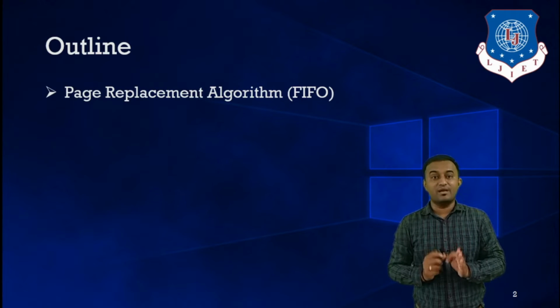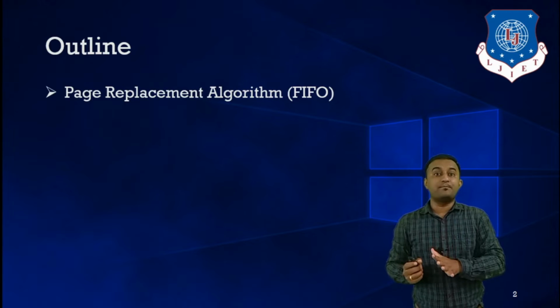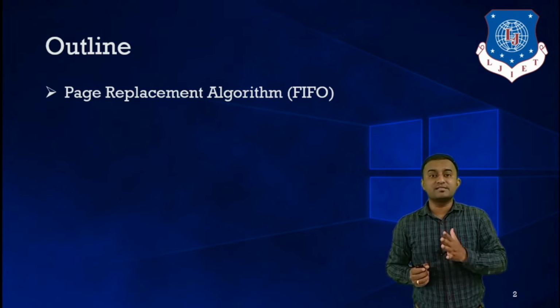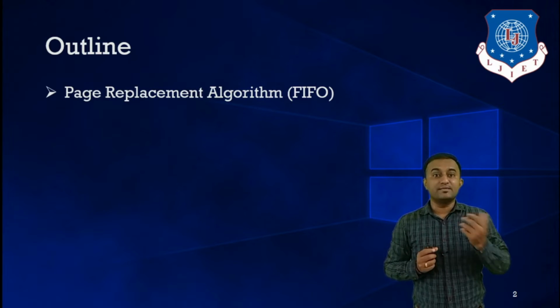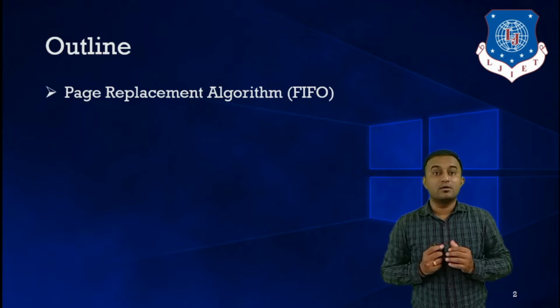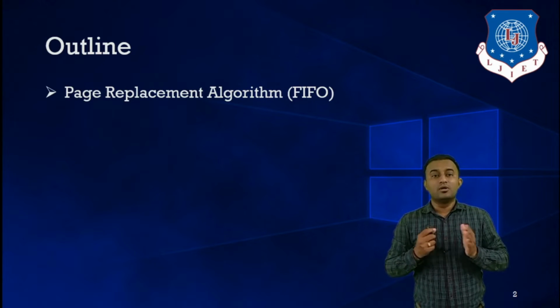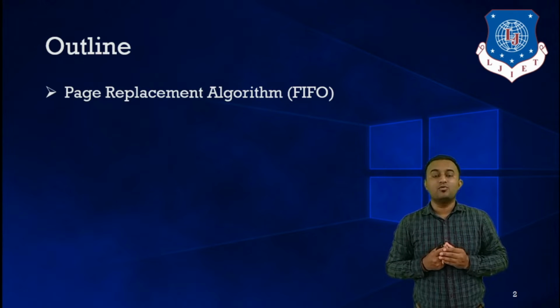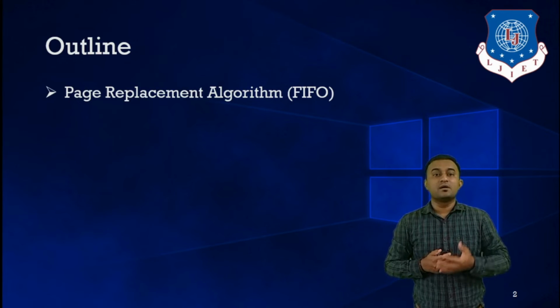If it is not available, in that case we need to use the page replacement algorithm and fetch that page from the secondary memory by using the concept of swapping, swap out, and then at the end the CPU will execute that process. Okay, so this is the significance of the page replacement algorithm.